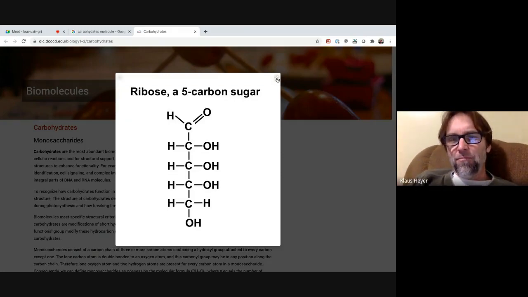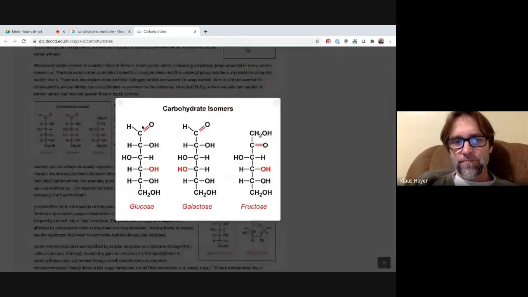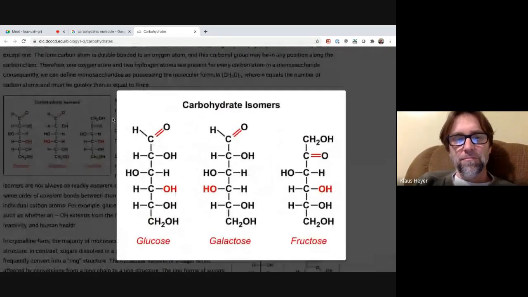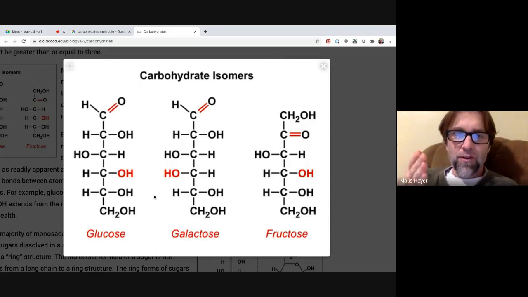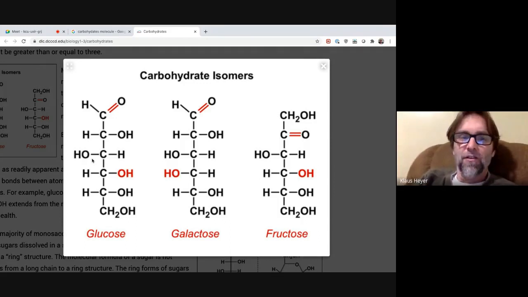You'll see ribose, but the big ones that you're really going to see are these 3. Well, more than 3, but these are all 6 carbons. So we call these monosaccharides. Saccharide is going to mean sugar. When you see the word saccharide, that means sugar. And I'll show that to you on another slide, the spelling of it. But mono meaning one, it's a single molecule. This is a single molecule. That's a single molecule. That's a single molecule.